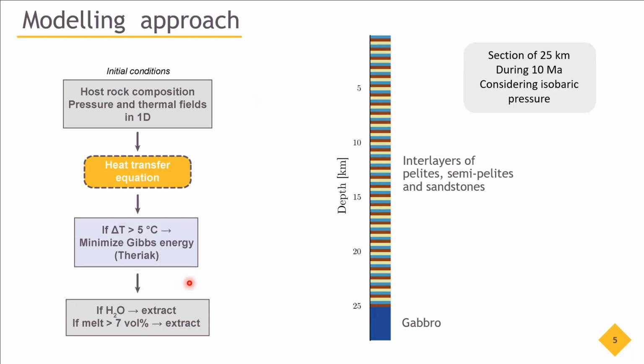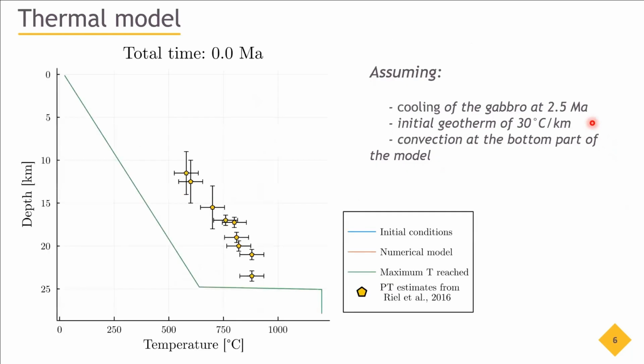And we save it somewhere, and we will look here at the composition and the volume that is produced. And then we repeat the process for 10 million years, which is the metamorphic event we are considering. So this is the thermal model we are considering.